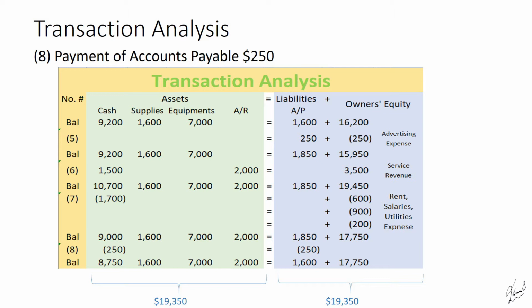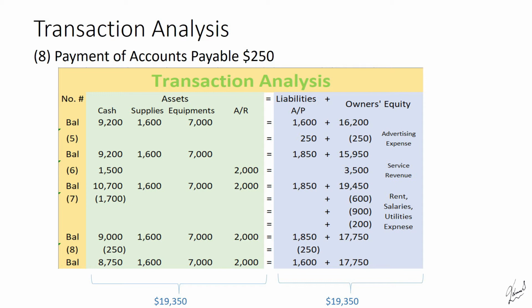Payment of accounts payable, and the amount is 250. So what does it mean? Earlier in transaction number 3 and in transaction number 5, we have incurred some expenses, but we did not pay them at that time. We kept them for future. Right now in transaction number 8, we are going to pay some of them, and the amount is 250. So first of all, cash is going to be paid. Cash is going to go out of the organization, so cash is decreasing. So under cash, we will deduct cash by 250.